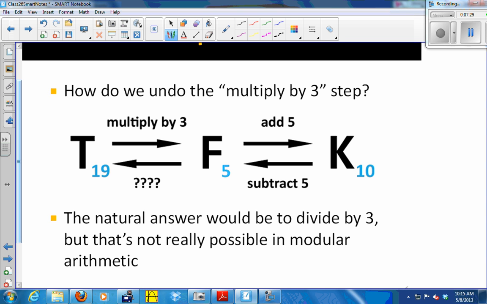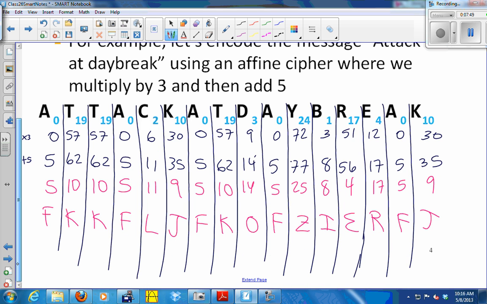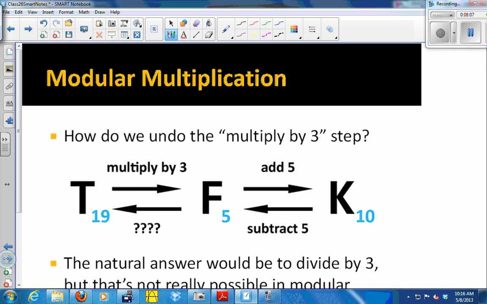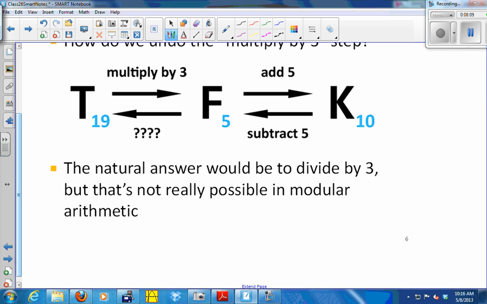Yeah, that would be our natural answer, right? To divide by 3. That's usually how we undo multiplication by 3, but it's not really possible in modular arithmetic, right? Because you can only have answers from 0 to 25. Let's take a look at my results here. If I'm trying to go backwards, let's say I take 10, I subtract 5, I get 5. 5 divided by 3 isn't a whole number, right? And I need a whole number from 0 to 25 because those are what correspond to letters. So it doesn't actually work in modular arithmetic to divide by 3.